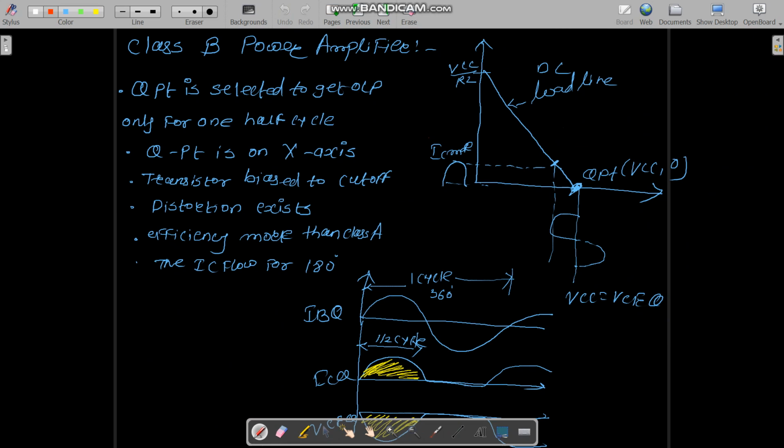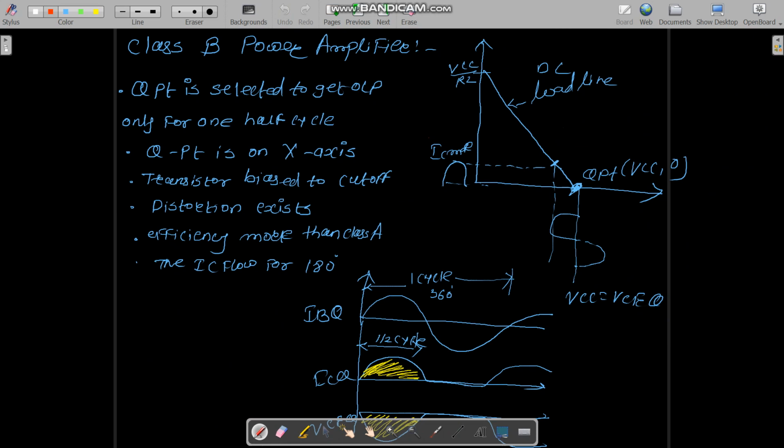Therefore, we can see that if this is the input signal swing, then the output is obtained only for this half cycle, whereas for this half cycle the output is 0. That means output is produced only for half of the cycle of the input. Why? Because your operating point is selected on the x-axis. Because of that, this swing is going to be cut off. In the same way, you can see here this IC min is also going to get cut off.